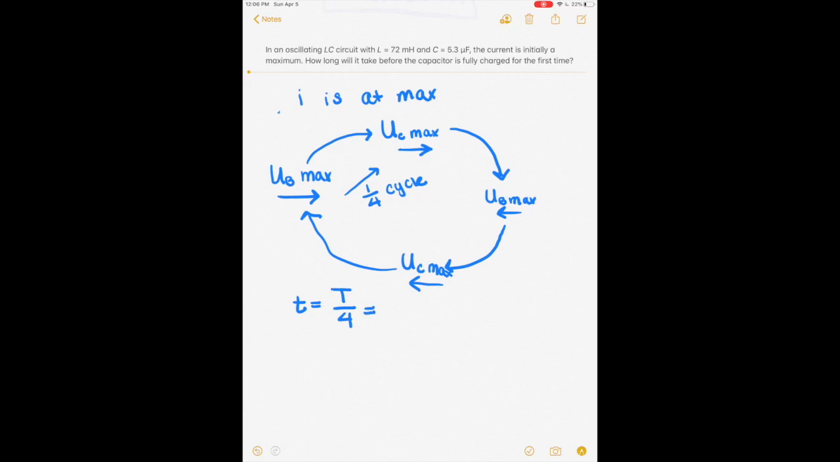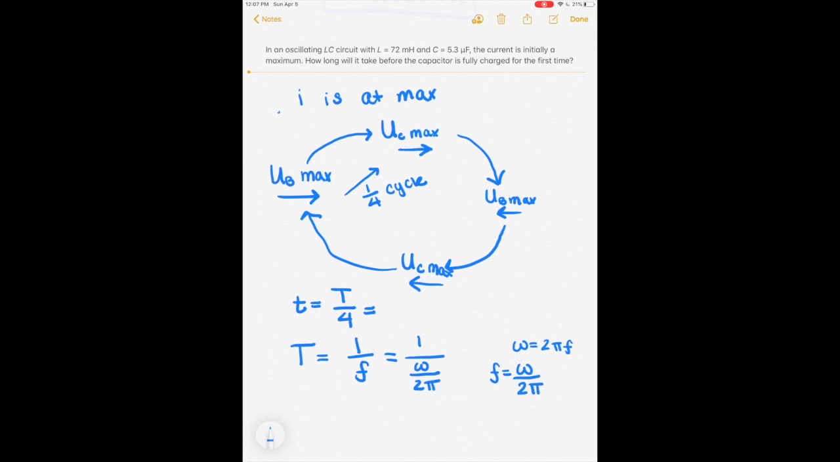So our time is equal to the time it takes to complete one cycle divided by 4, since we're only interested in 1/4 of the cycle. How long will it take? We know that T is equal to 1 divided by f, and we know that omega is equal to 2 pi f. So f is equal to omega divided by 2 pi. Then we plug that in for 1 divided by f, so we have 1 divided by omega over 2 pi.